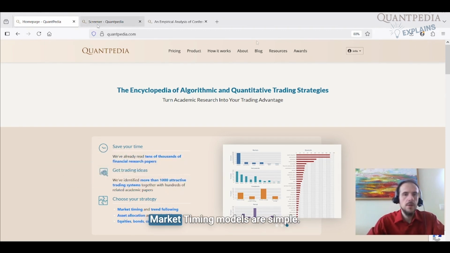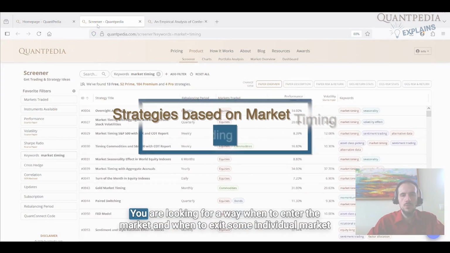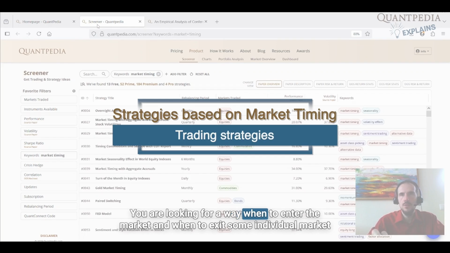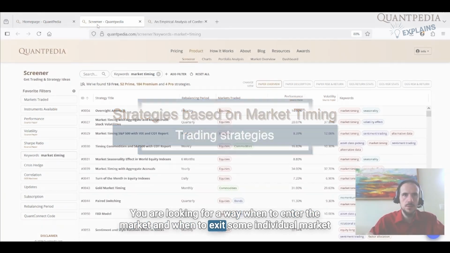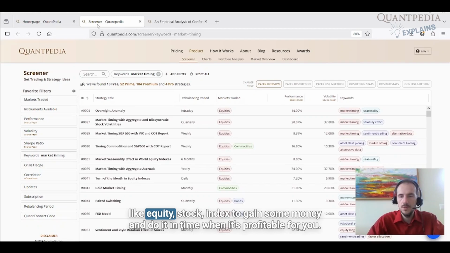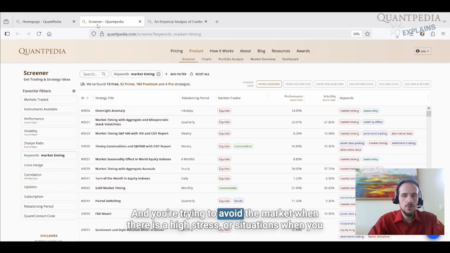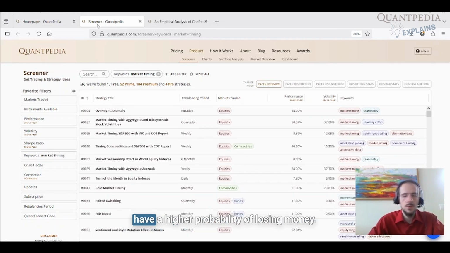Today we will discuss market timing models. Market timing models are simple. You are looking for a way to decide when to enter and when to exit some individual market, like an equity stock index, to gain some money in a time when it's profitable for you, and you are trying to avoid the market when there is high stress or situations when you have a higher probability of losing money.